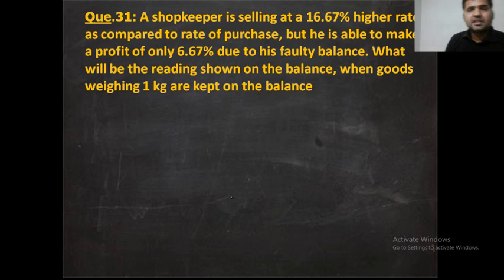A shopkeeper is selling at a 16.67% higher rate as compared to the rate of purchase, but he is able to make a profit of only 6.67% due to his faulty balance. What will be the reading shown on the balance when goods weighing 1 kg are kept on the balance? Give it a try, guys. Try karo, fir hum isko discuss karte.